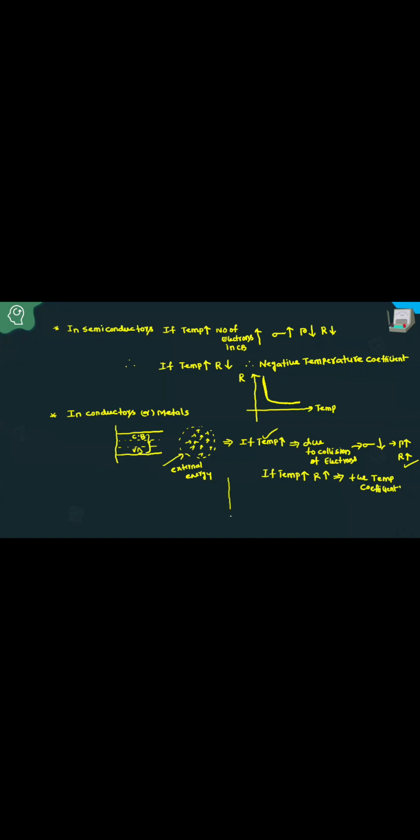If you draw the characteristics between resistance versus temperature, if the temperature increases, what about the resistance? Increases. If the temperature increases, the resistance also increases. We can get the characteristics like this. It is a linear characteristic. And this is the non-linear characteristic. So non-linear.